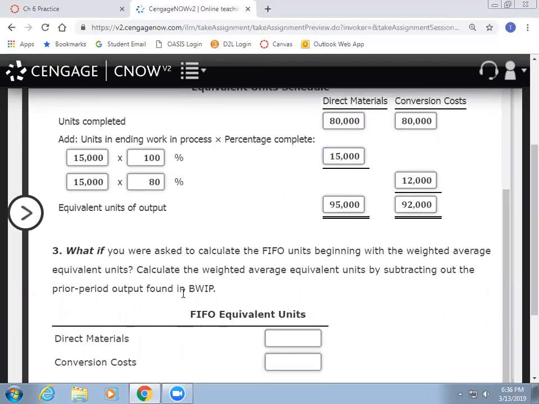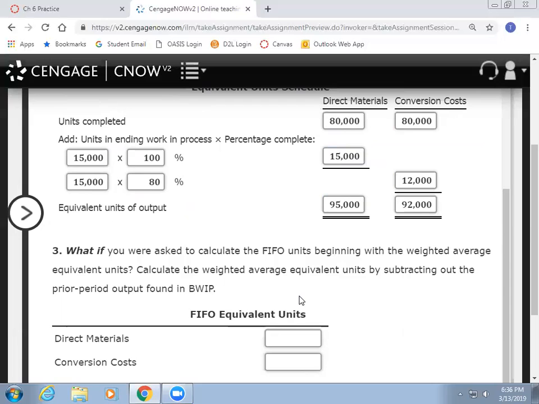then just for fun, it says, what if you were asked to calculate FIFO units beginning with the weighted average equivalent units? So calculate the FIFO equivalent units by subtracting out prior period output found in beginning work in process. It's a lot of words, right? All you have to do is take your equivalent units of output under the weighted average and subtract out equivalent units for the beginning work in process, okay? Well, again, thankfully we had already calculated that. Go back and find it here.